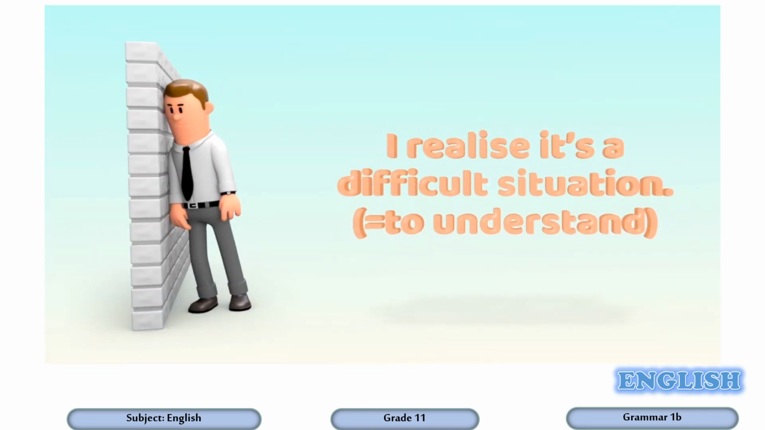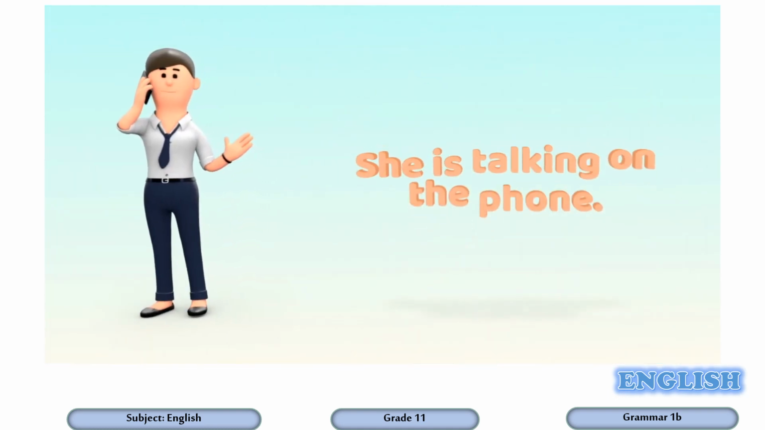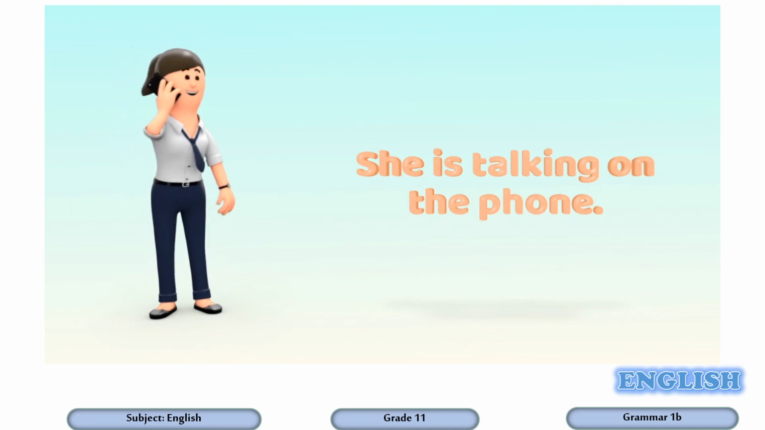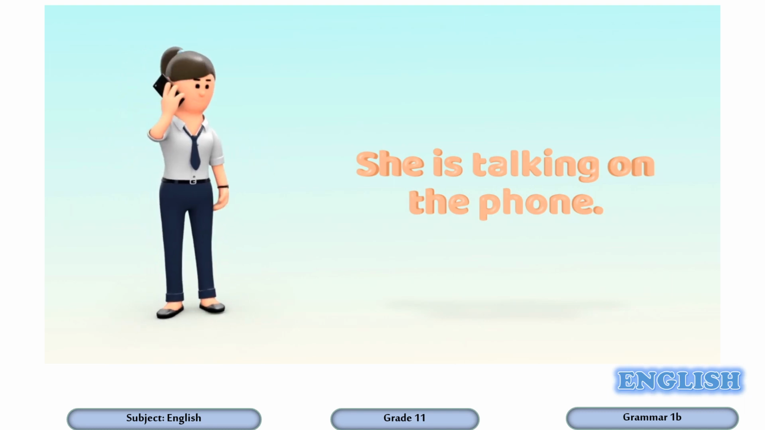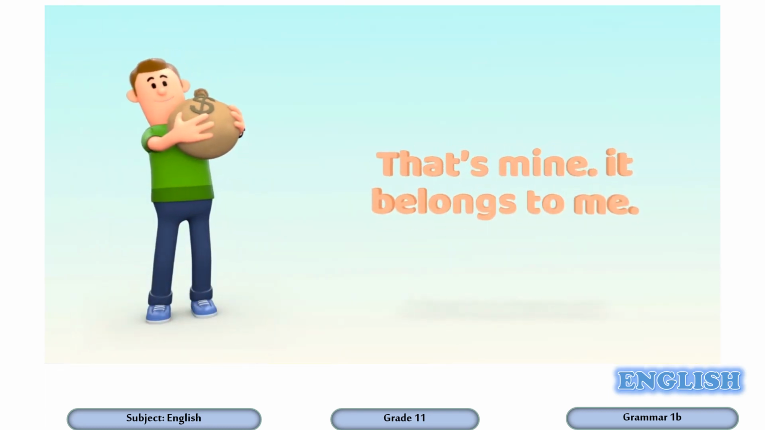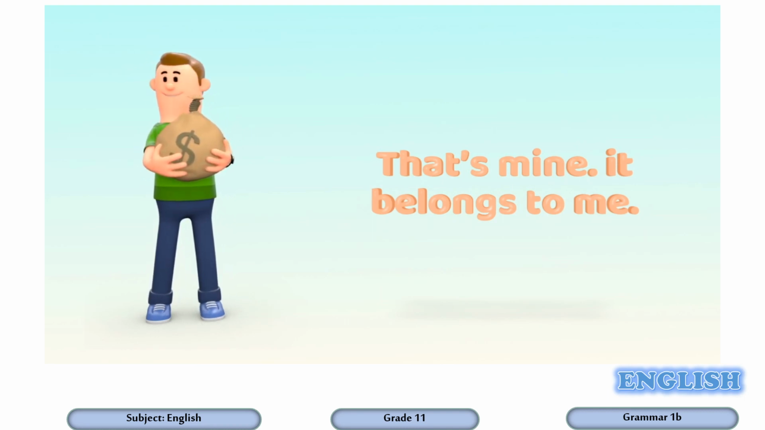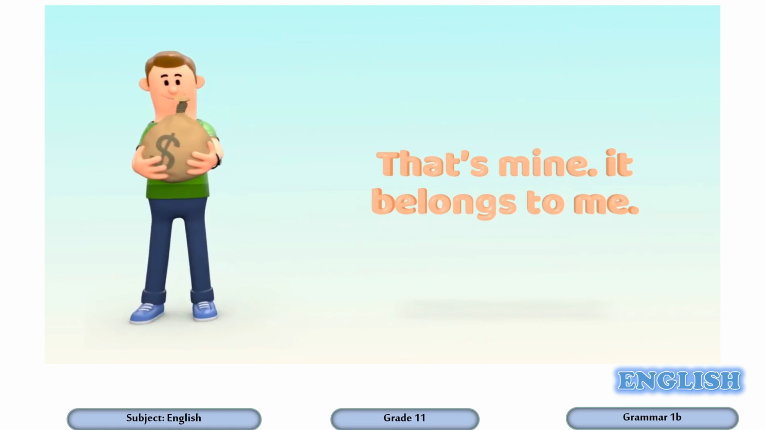I realize it's a difficult situation. The verb realize means to understand, which is not an action, it's a state. She is talking on the phone. The verb talking here refers to an action because she is really doing an action. That's mine. It belongs to me. The verb belong here refers to possessions, which is a state.